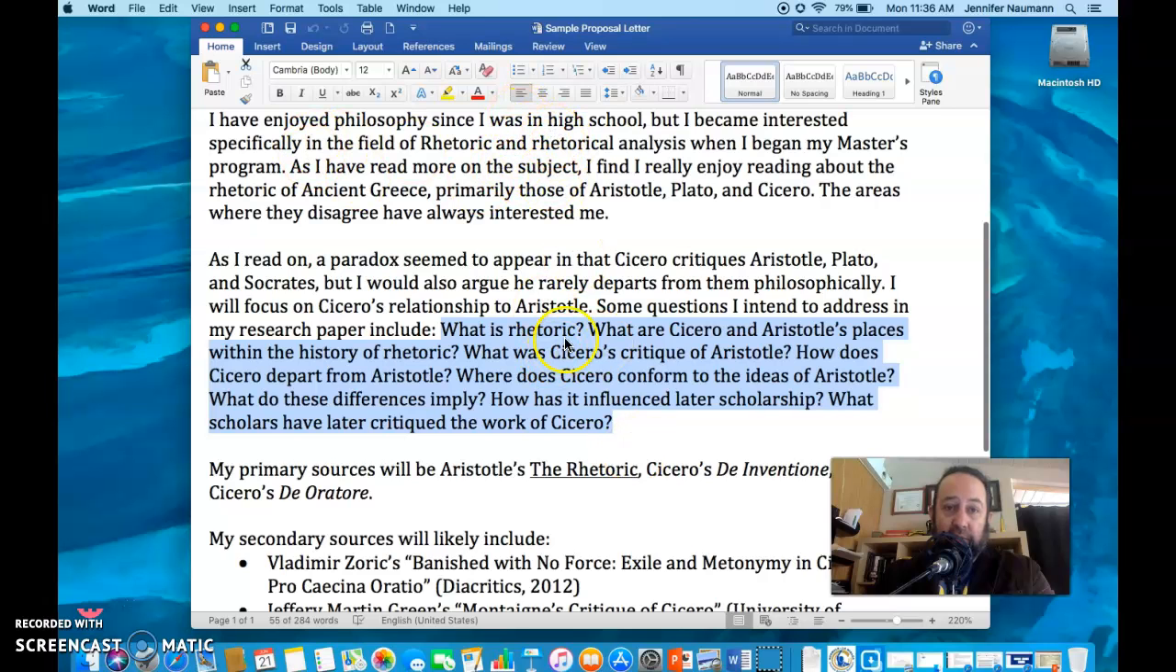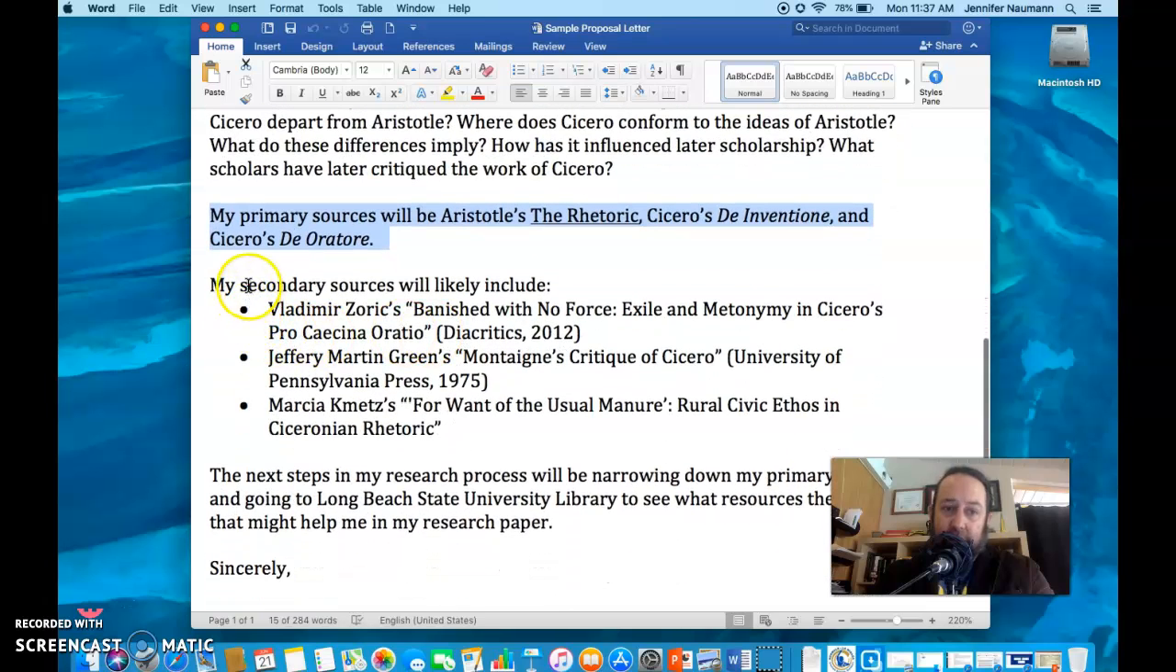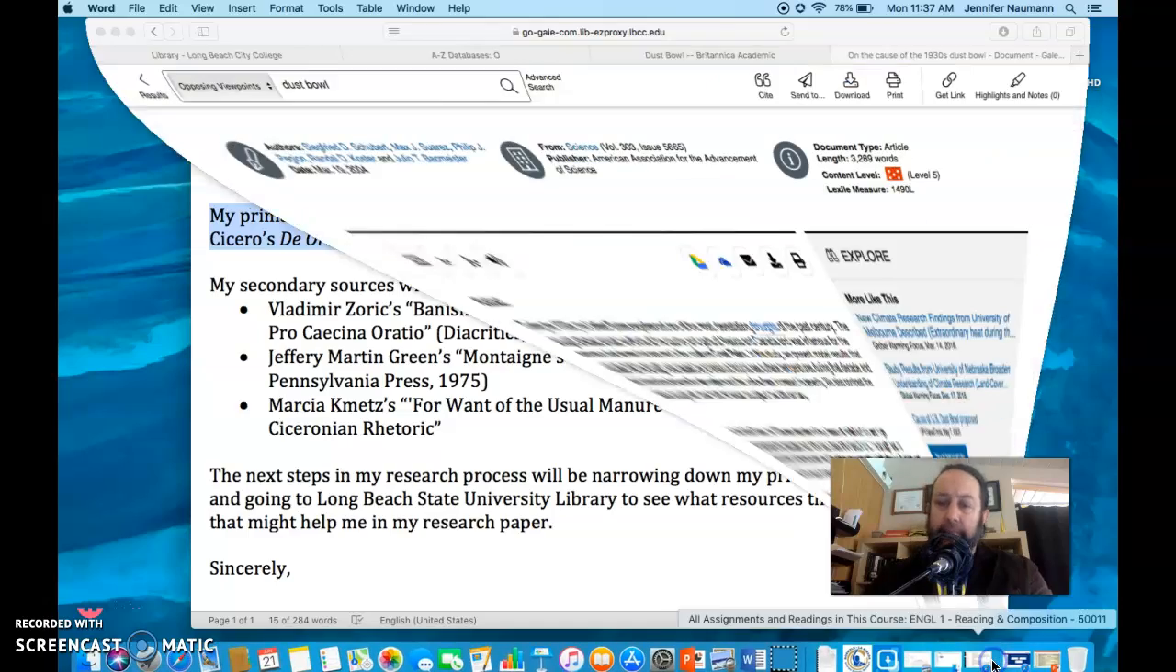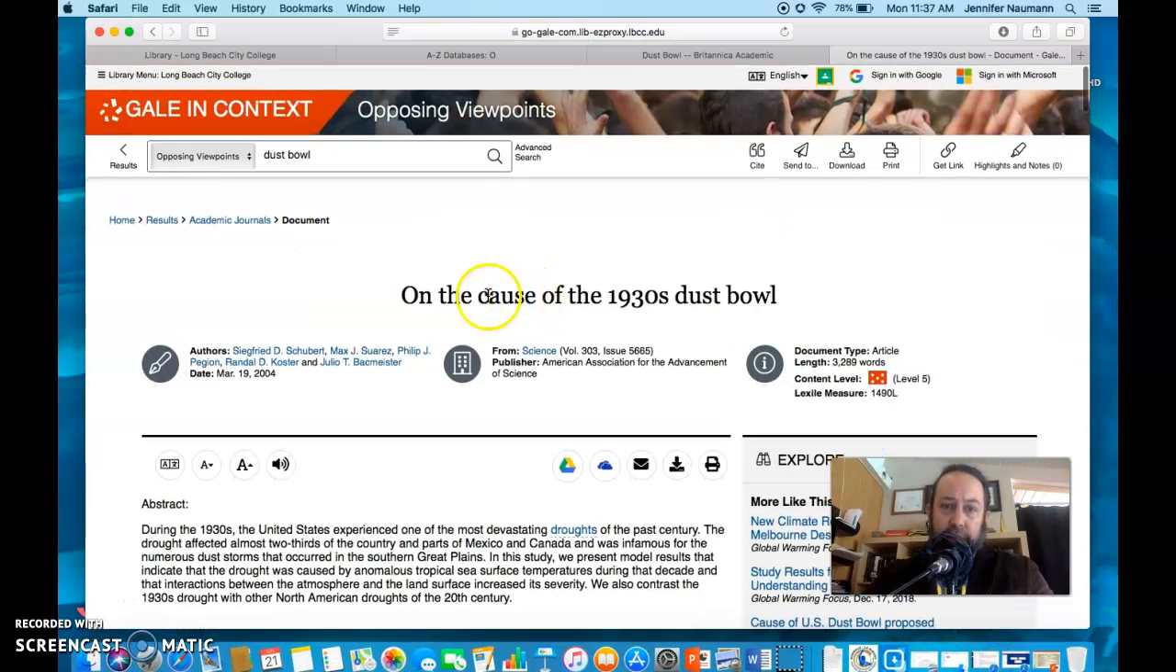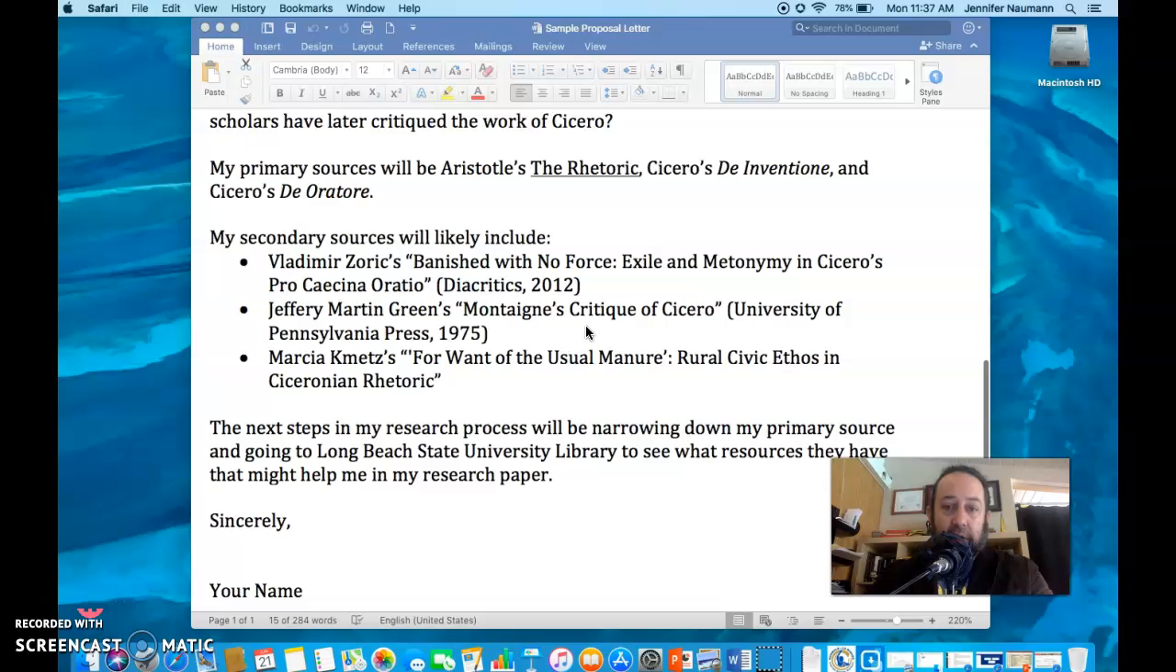So we got a little personal narrative. We ask the 6 to 10 questions. We state the main source. In the case of this example, I'd put Grapes of Wrath by Steinbeck there, and then put my secondary sources, including this one here, on the cause of the 1930 Dust Bowl. I'd put that in here. Put title and author for the primary source, title and author of the secondary source. That's all you need there.